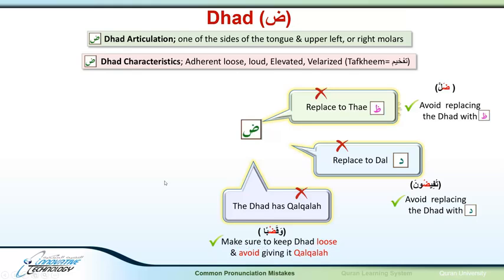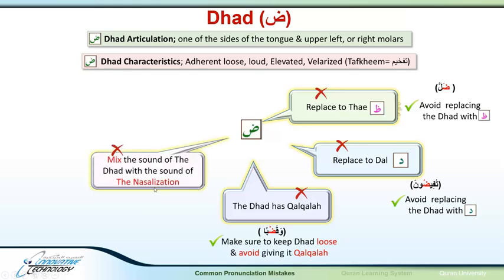The fourth mistake is mixing the sound of the bad with that of a sound of nasalization, giving it ghunna. Fadlullah. While the right way of pronouncing it is like this. Fadlullahi. Fadl, without giving it ghunna.